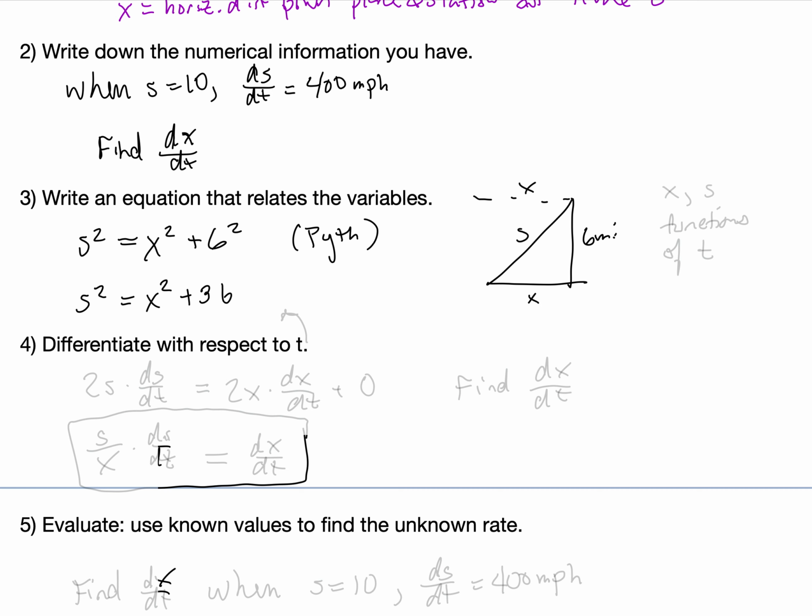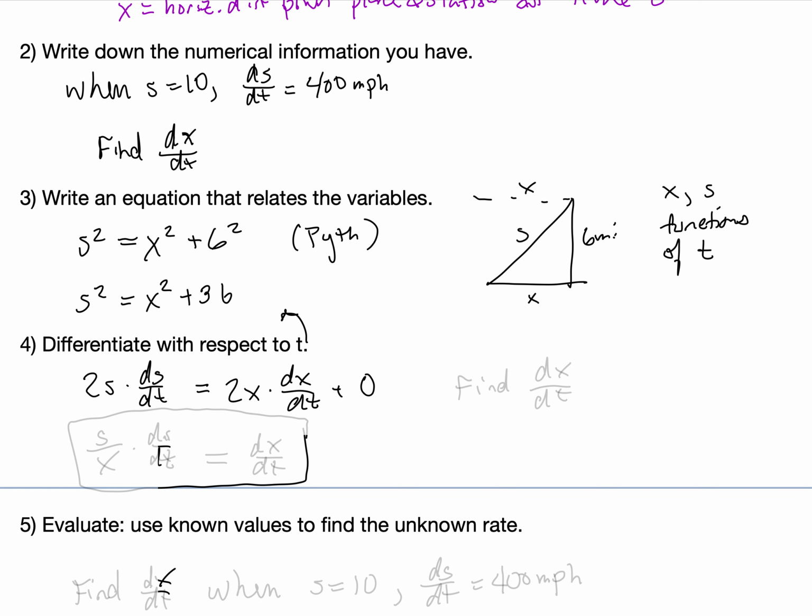So now we can differentiate this with respect to t. Note that x and s are not constants. x and s are functions of t. They change as time changes. And so when we differentiate this equation with respect to t, the derivative of s squared is 2s times the derivative of the inside, the derivative of s with respect to t, which is ds/dt. That is equal to 2x times dx/dt plus the derivative of 36, which is 0 with respect to t.